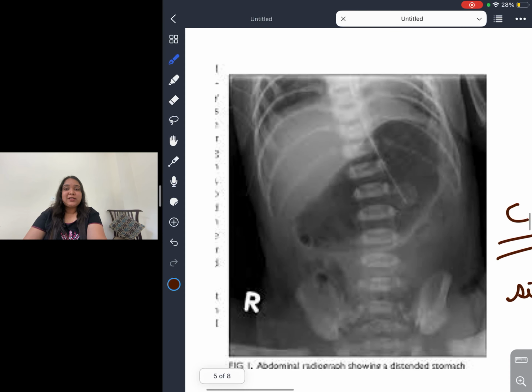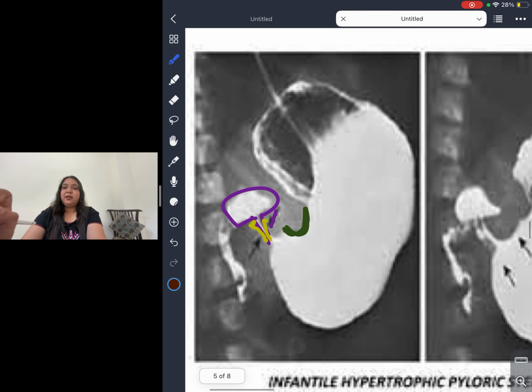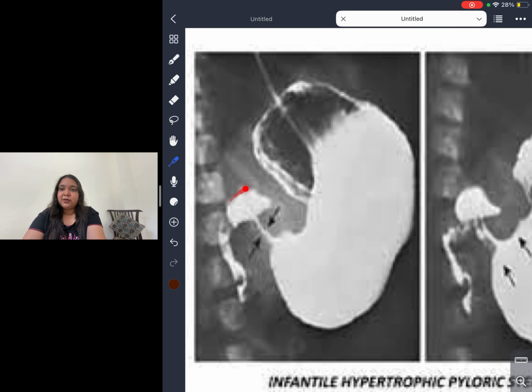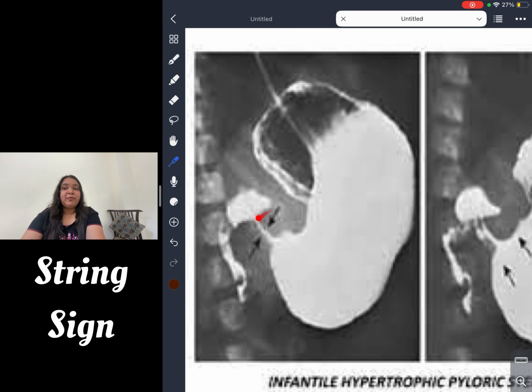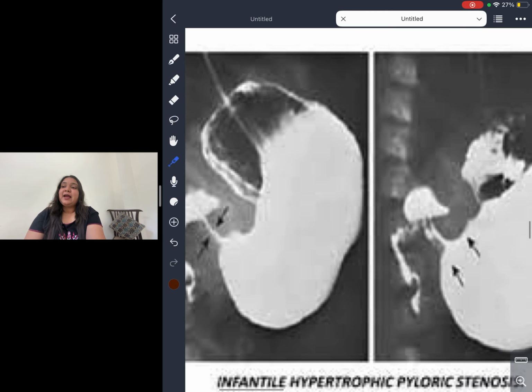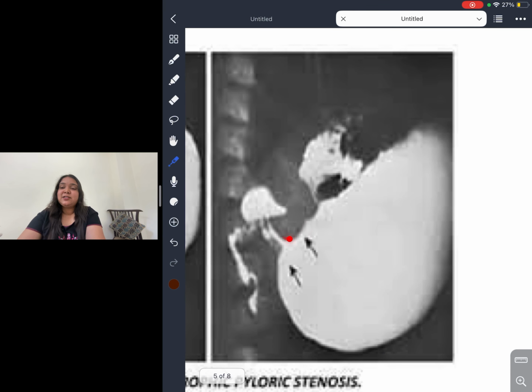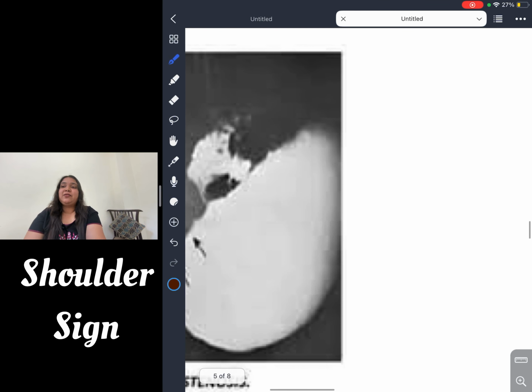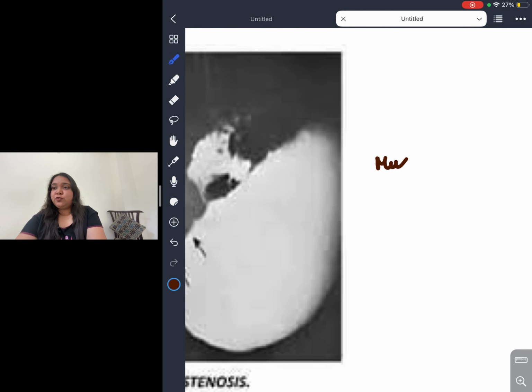Now there are a few more signs you can find in this condition. If you look over here, this thing looks like a mushroom. So this is your mushroom sign. And this thing is like a string, so we have the string sign. And one more sign you can find is this one, known as the shoulder sign. So here we have three signs: the mushroom sign, the string sign, and the shoulder sign.